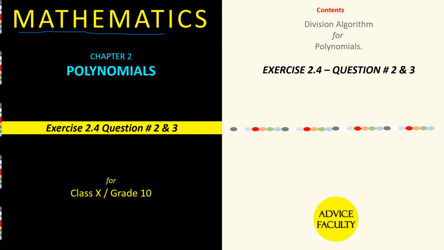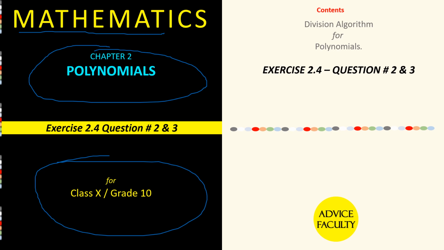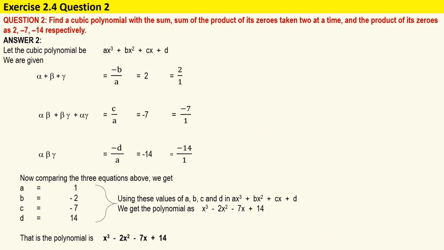Welcome to this session on Mathematics, Chapter 2 Polynomials for Class 10 or Grade 10. We are doing division algorithm for polynomials, exercise 2.4, question number 2 and 3. Question number 2 states: find a cubic polynomial with the sum of the products of its zeros taken 2 at a time and the product of its zeros as 2, minus 7, minus 14 respectively.